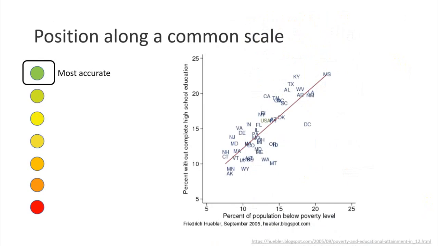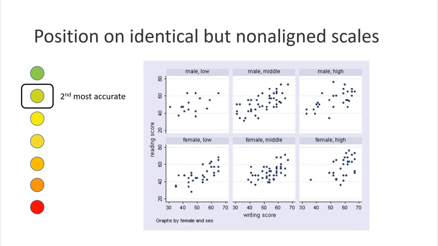Okay, so let's just run through these again. Position along a common scale is the most effective for being able to accurately decode values. And this is a great example. We've got 2 common scales, and it's easy for humans to make these comparisons. Okay, and then the second most accurate is position along identical but unaligned scales. So these kind of small multiple plots.